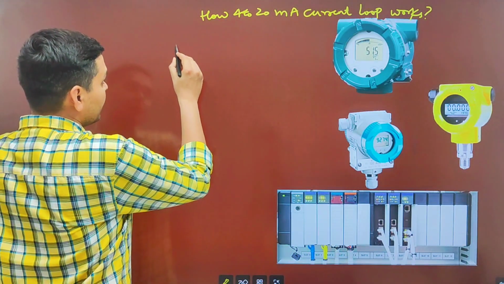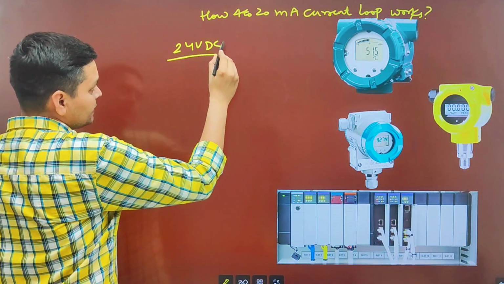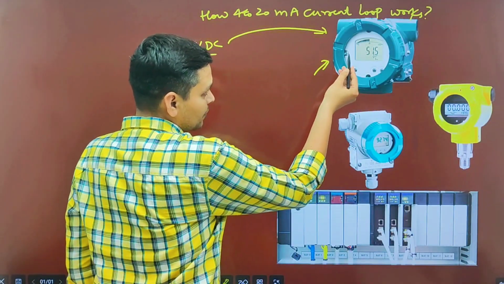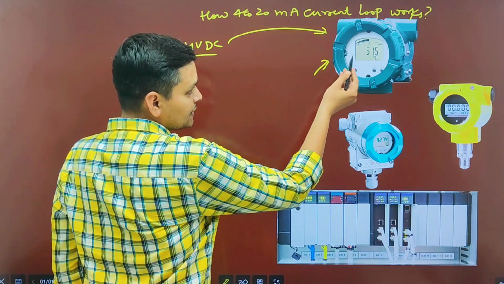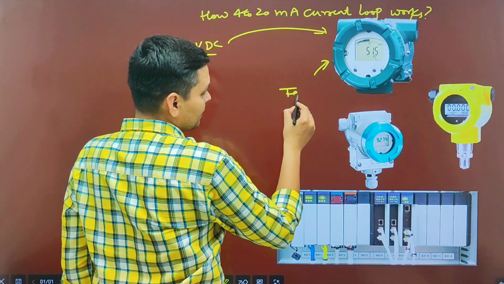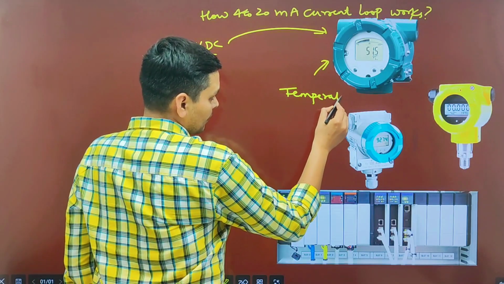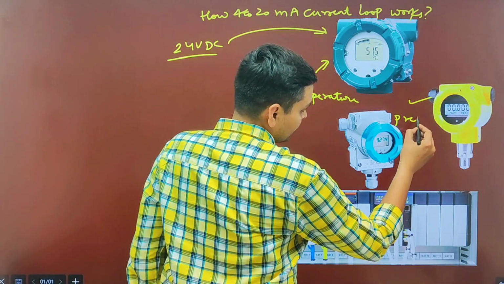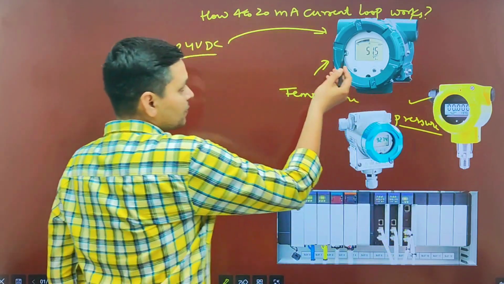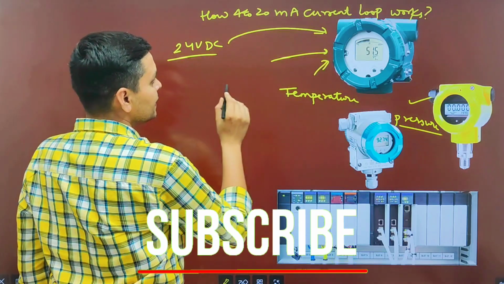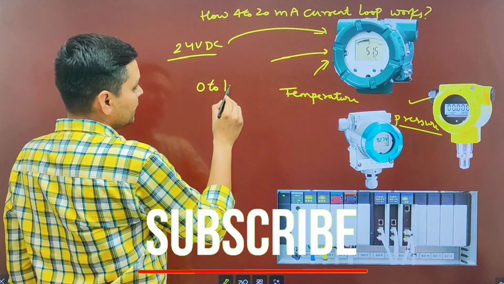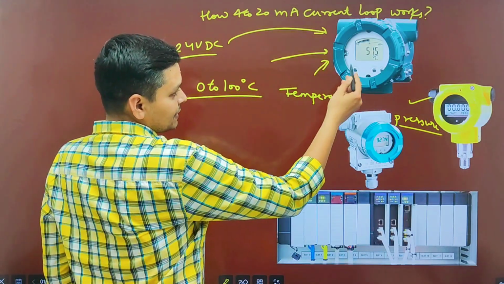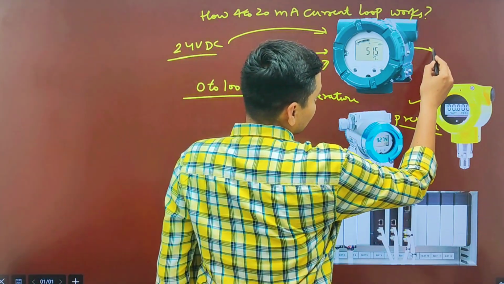Look friends, a 24 volt DC supply is given to any transmitter, and the transmitter measures parameters. Suppose we are using this transmitter, a temperature transmitter. This will measure temperature, and if we are using this transmitter, then it will measure pressure. Suppose we are using a temperature transmitter and its range is 0 to 100 degrees Celsius.